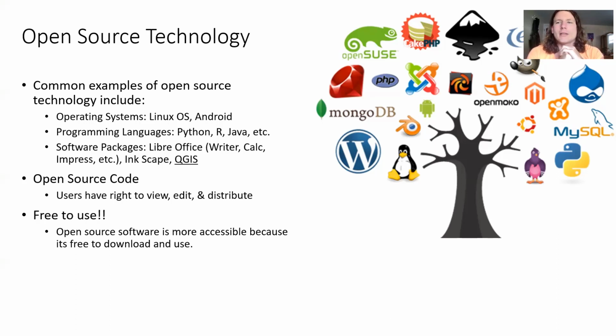And so what makes open source technology special and different is that the source code is open. Users have the right to view, edit, and distribute it. They can modify it, change it.